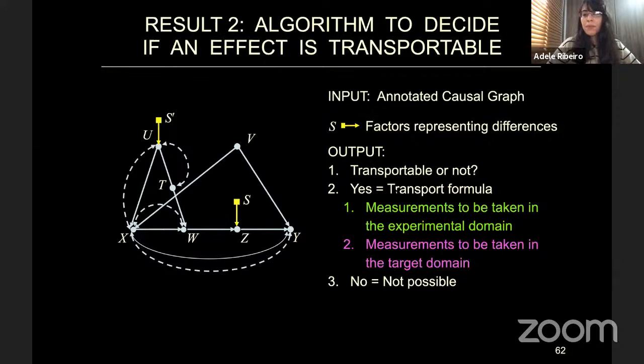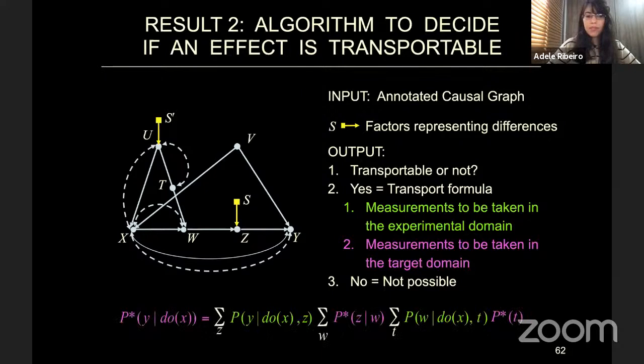If yes, then it gives me the transport formula that depends only on the measures that are available in the source domain and the measures that are available in the target domain. This is the expression in this case. So we see here that the causal effect in the target domain is expressed using just the information that we have available. So observational data, experimental data in the source domain, and observational data in the target domain here and here. So we are compounding all the available distributions to infer the target query in the target domain. So this is a positive case, and we have algorithms to do that.